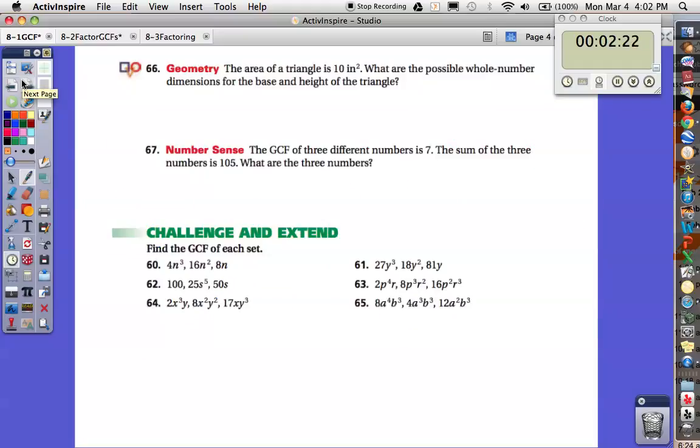Alright guys, I want you to try these challenge and geometry problems. Pause the video and then you'll play the next one to see the answers.